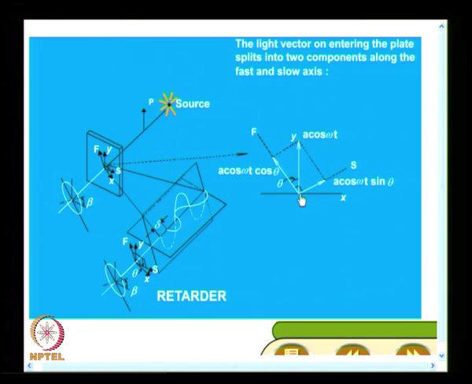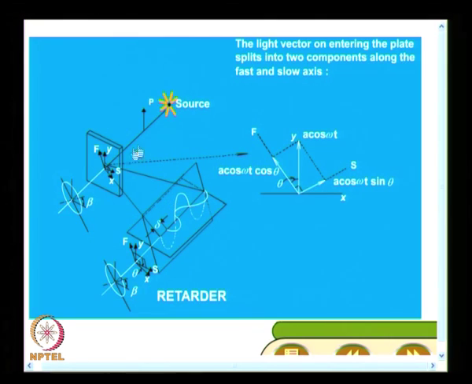When you are looking at the model, it is the slow and fast axis at the point of interest, which coincides with the principal stress directions, and whatever retardation is introduced within the model is shown here schematically. This retardation is a function of the stresses developed in an actual model. In a retardation plate, it will be a function of the thickness of the plate and also the refractive indices of the ordinary and extraordinary rays. That is what we had seen.